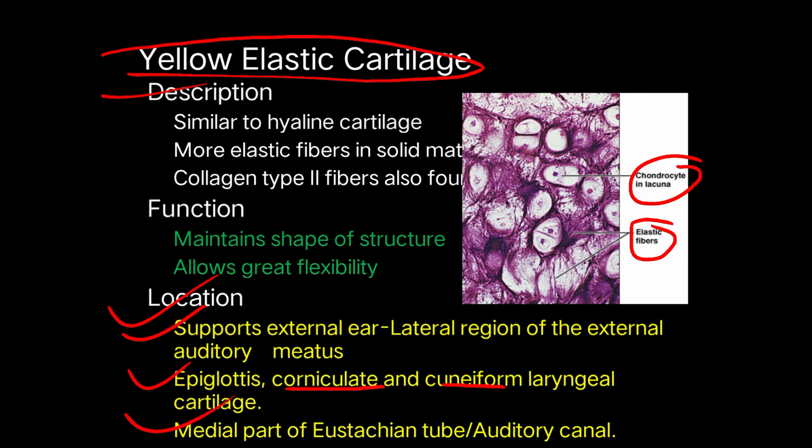After that, the medial part of the eustachian tube, or auditory tube. What is the eustachian tube? It is the tube by which the middle ear communicates with the pharynx, because of the equalization of pressure. That communicating tube is called the eustachian tube, and it is also formed by elastic cartilage.